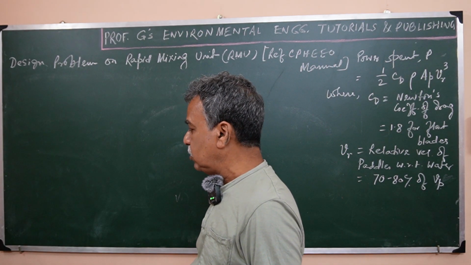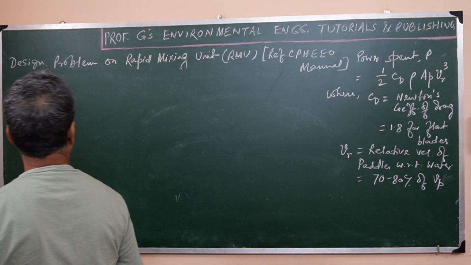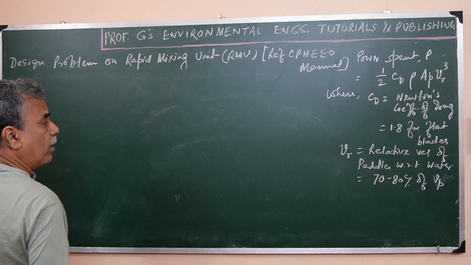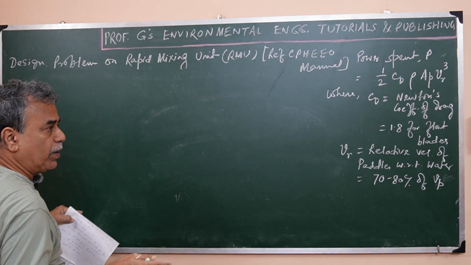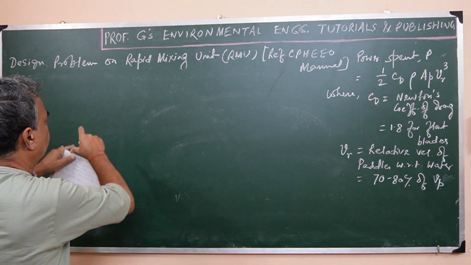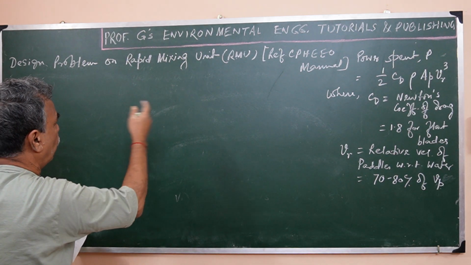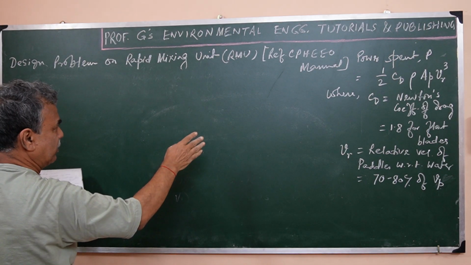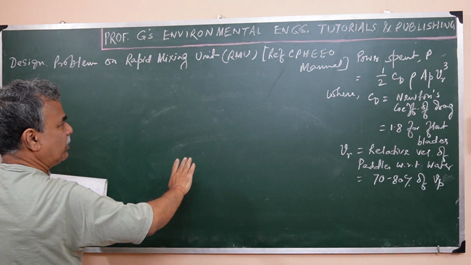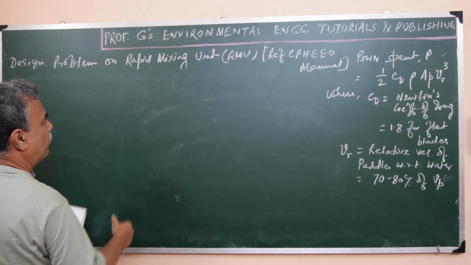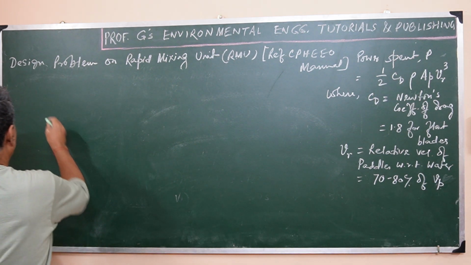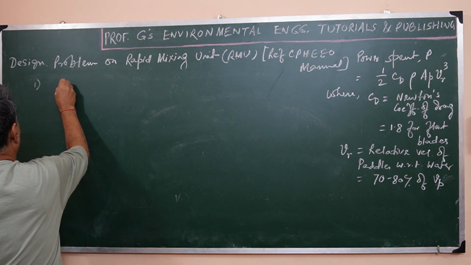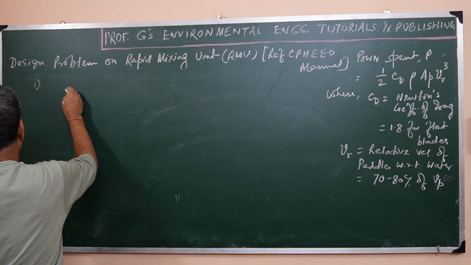So this is beyond the scope. That is why I am keeping this to a rapid design of the rapid mixing unit in short form. Too many elaborations will make things complicated at this stage. So first, step one, the determination of the dimension of the tank.